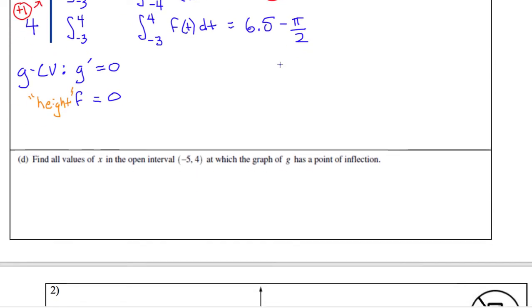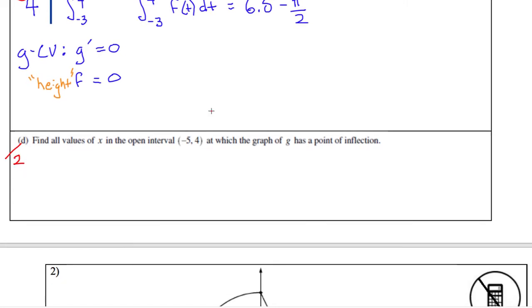All right, moving on to part D. That is out of 2 points. So we're on number 1D right now. If you got full points, you can ignore me. If not, you're paying attention. Or even if you had confusion, you're paying attention.